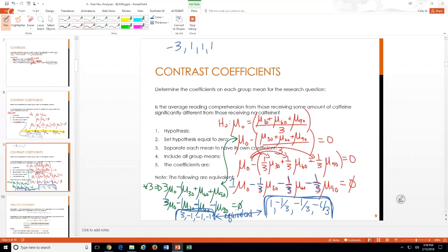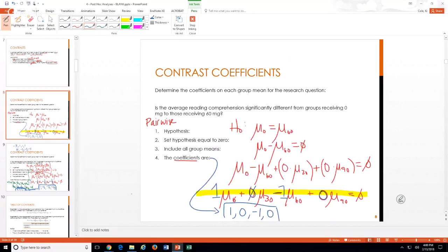What did I do? I took this one and did what to it? Multiplied it all by negative 1. That's equivalent. What about 15, minus 5, minus 5, minus 5? Is that the same? Yeah. What did I do? I took this last one and multiplied by 5.